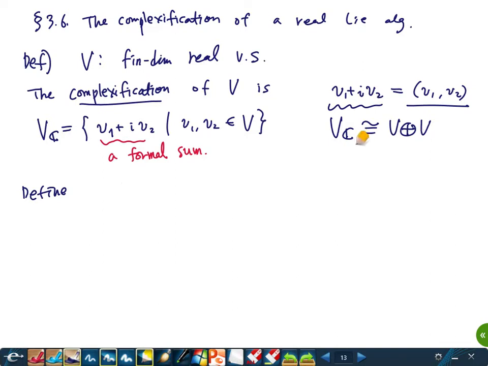So obviously, this is a real vector space. But we want to give a complex structure. We want to make it into a complex vector space. So we have to define the way we multiply i to an element there. So i times (v1, i v2) is going to be minus v2 plus i v1. This is the definition. It's a natural definition like that.